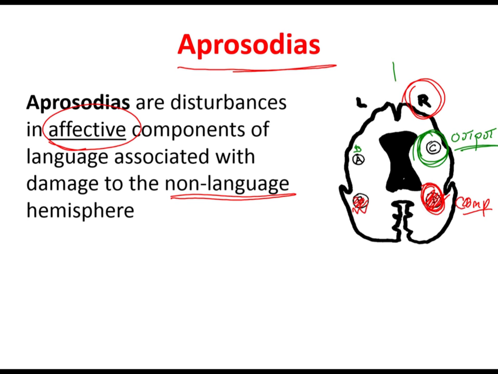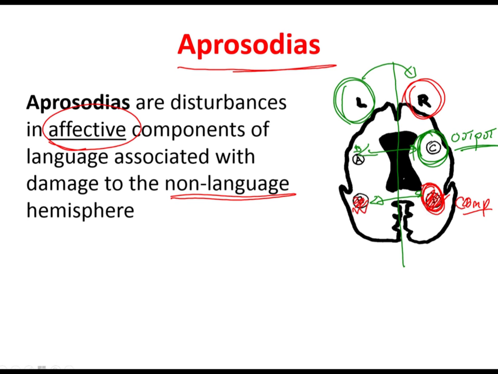So even though language is predominantly in most of us in the left hemisphere, the right hemisphere is also participating in the richness of language. It's participating, and again, this is because of fibers or connections through the corpus callosum connecting the left hemisphere and the right hemisphere.